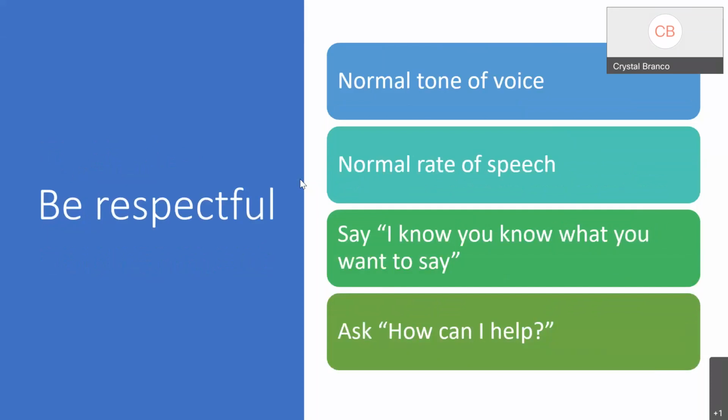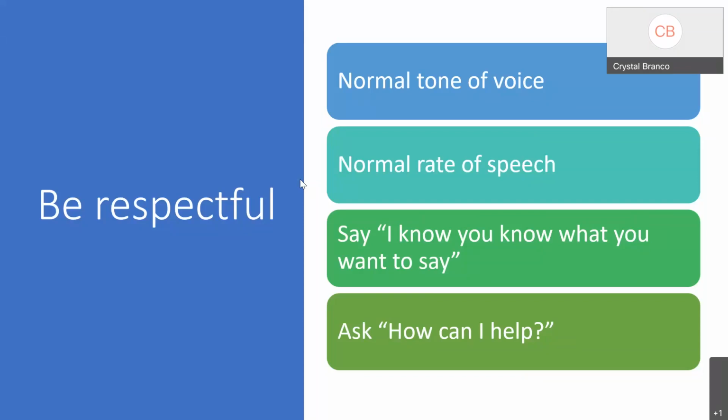So being in the healthcare industry, you know the importance and you're probably masters at showing respect. When we work with individuals with communication difficulties, there could be some subconscious behaviors that show up. And we certainly do not mean to do these things, but if we do them, it could unintentionally send a message of disrespect. So the first one to keep in mind is to use a normal tone of voice. And the second is to use a normal rate of speech.